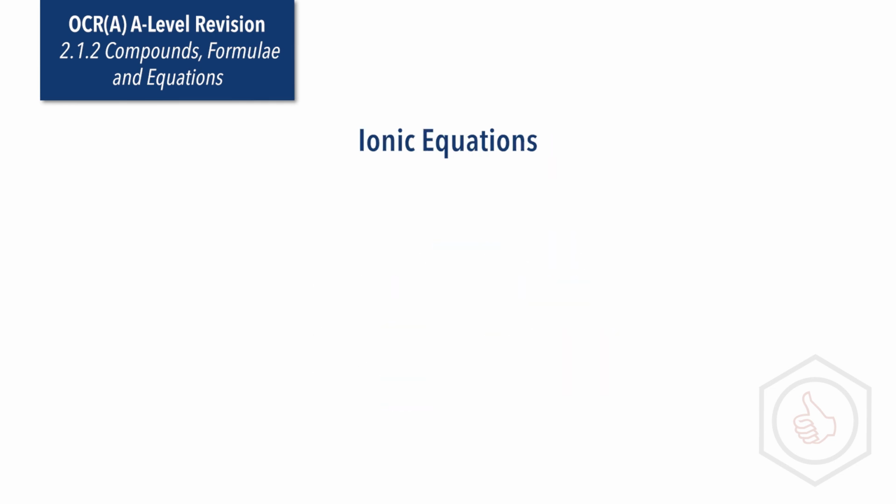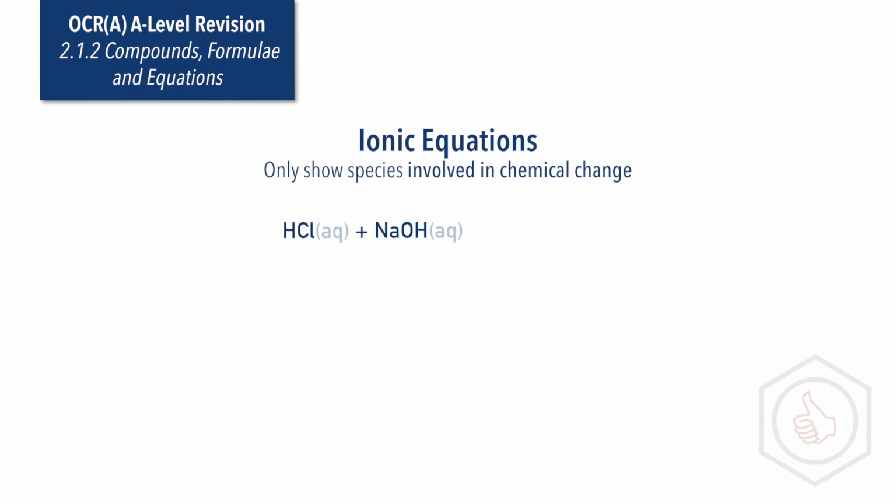Ionic equations are used in chemistry to show only the species that are actually involved in the chemical change. Sometimes in reactions, there are ions in the reactants that don't actually change during the reaction. For example, if you react hydrochloric acid with sodium hydroxide, you make sodium chloride and water: HCl plus NaOH goes to form NaCl and H2O.